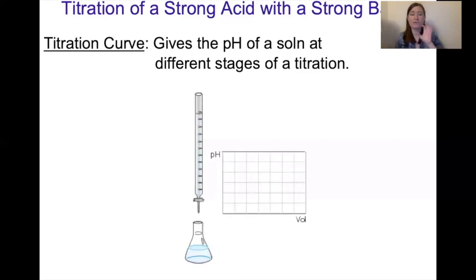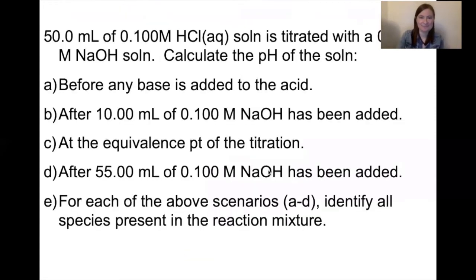And when you're near the equivalence point, the concentrations of H plus and OH minus are very close to each other, and that causes the pH to change more rapidly, which is kind of funky. But it gives us this nice looking curve.